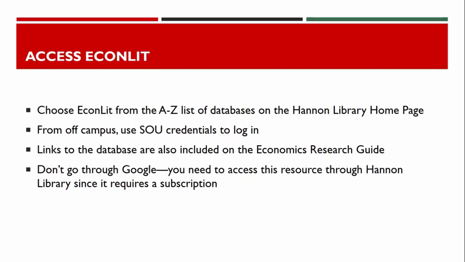How do you access EconLit? There are a number of ways you can get to it, but the most direct is probably from the A to Z list of databases on the library homepage. If you are off campus, you will need to be logged in using your SOU username and password to use the database. You will also find a link to EconLit on the Research Guide for Economics and on some of the other research guides as well. Whatever you do, don't just search for EconLit on Google. You will get information about subscribing and not access to the database, which is by subscription only. Now, let's try it.